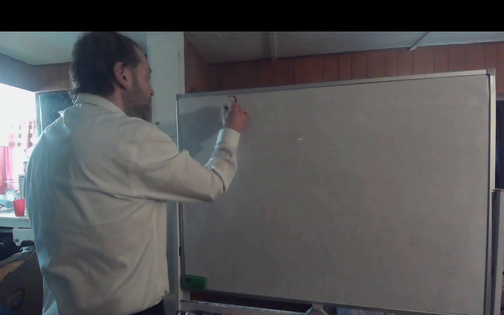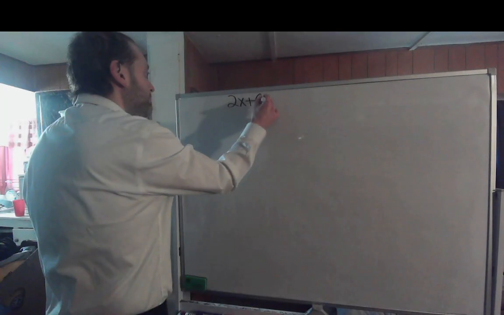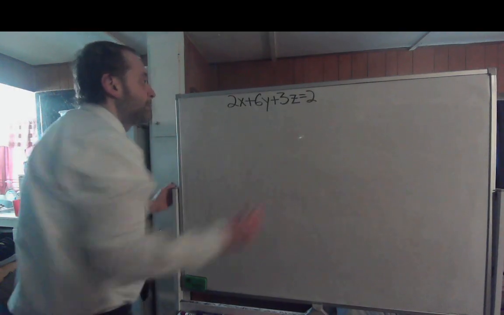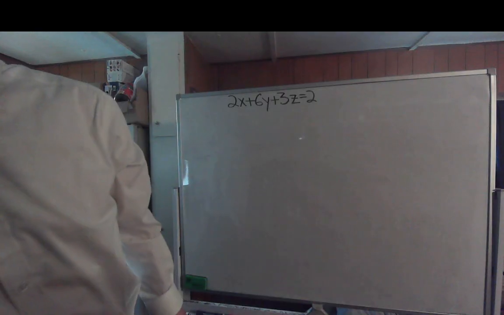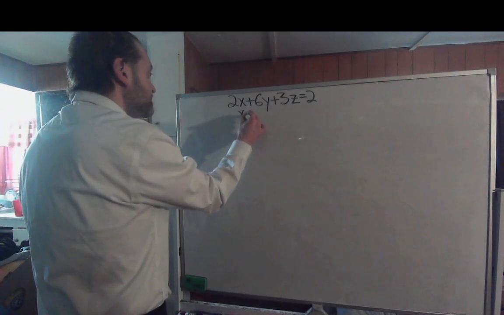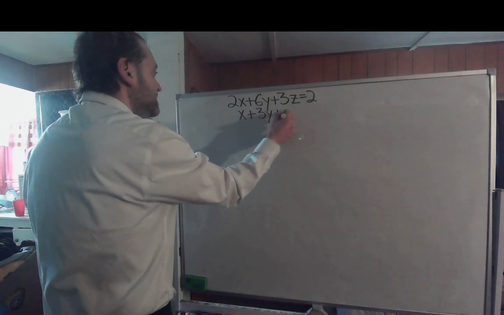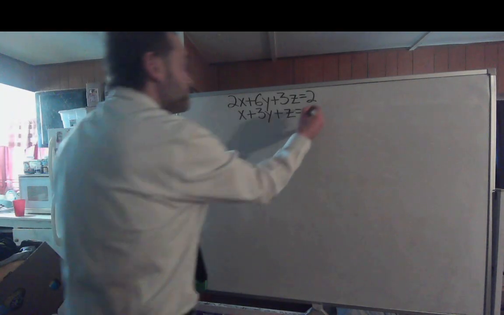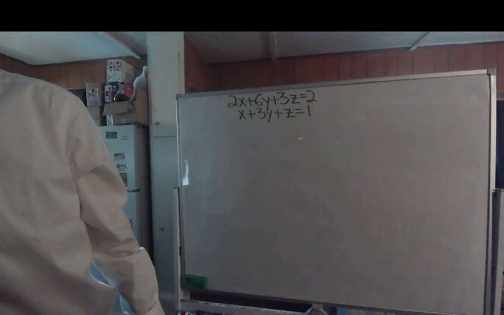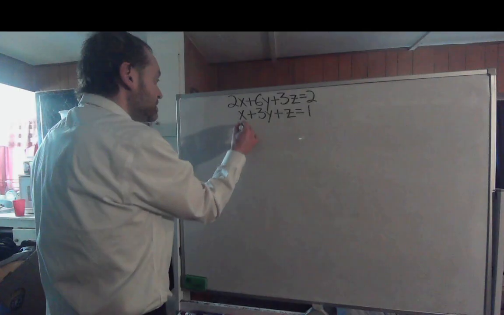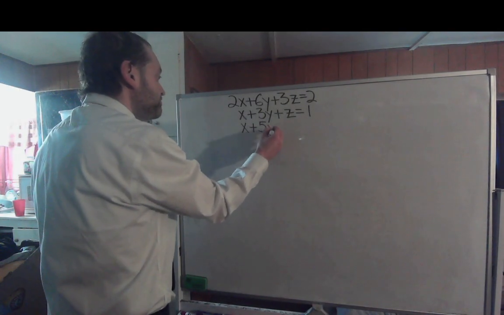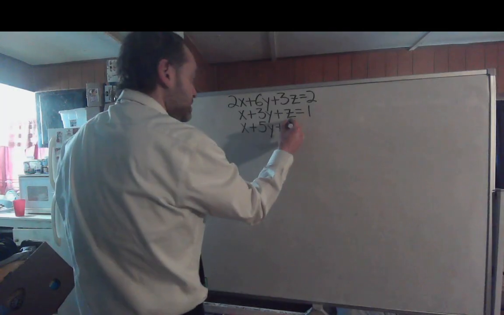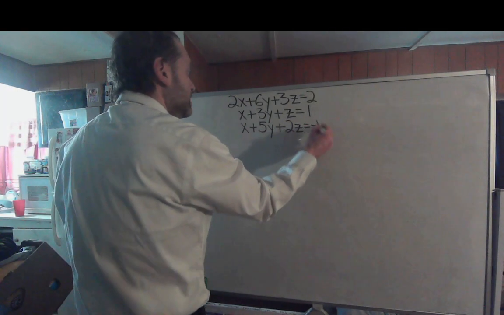We have 2x plus 6y plus 3z equals 2. Then we have x plus 3y plus z is going to be equal to 1. And then we have x plus 5y plus 2z is equal to -1.